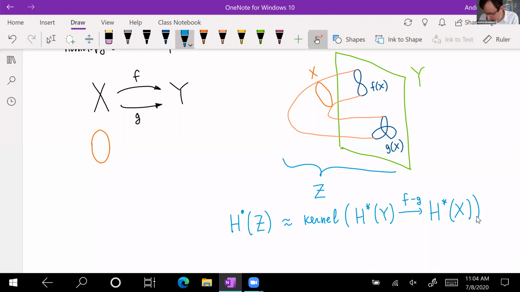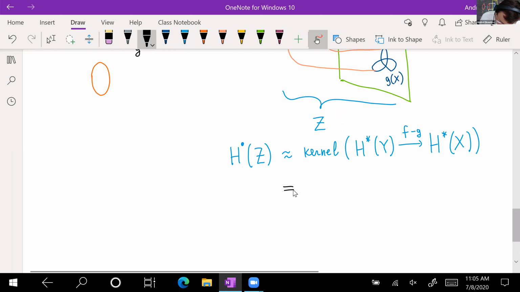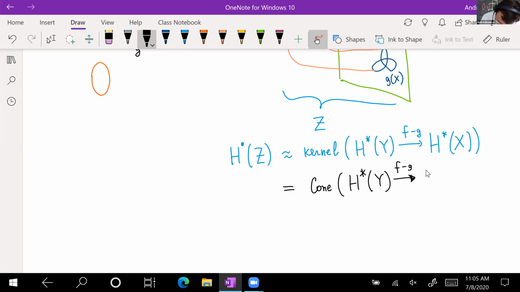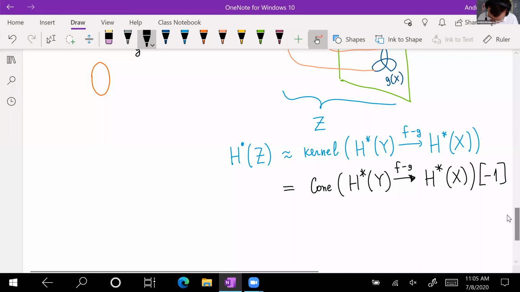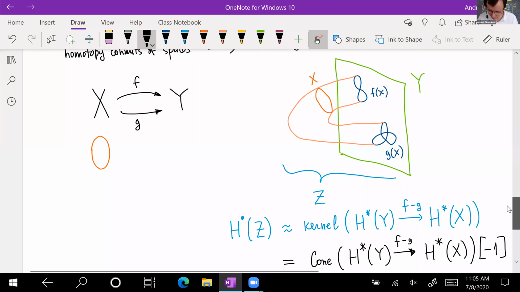But remember, in the category of complexes, we don't have a kernel, we have a cone. So what it really is, I take a cone of this map, and I shift it by one. I think I shifted by minus one. I already apologized ahead of time that I sometimes confuse left and right, but I'm very happy if you correct me on this sort of mistakes and other kinds of mistakes.